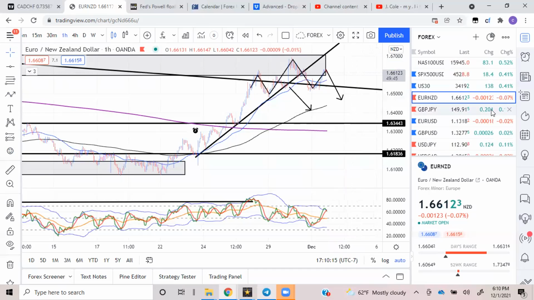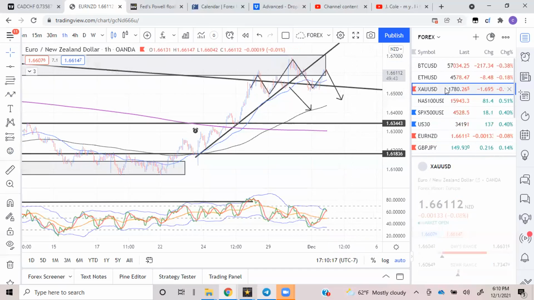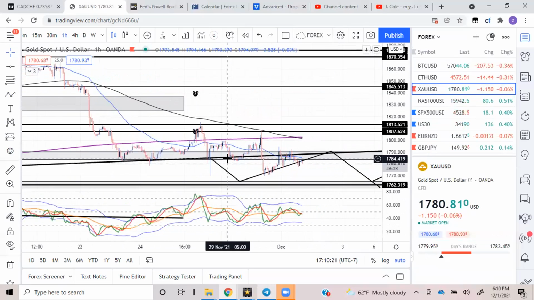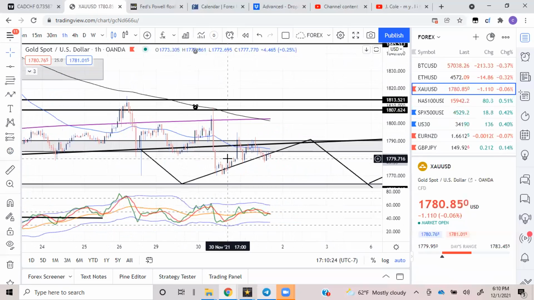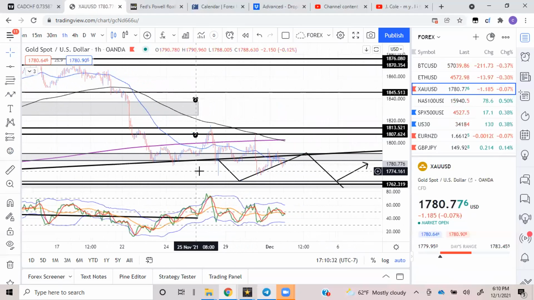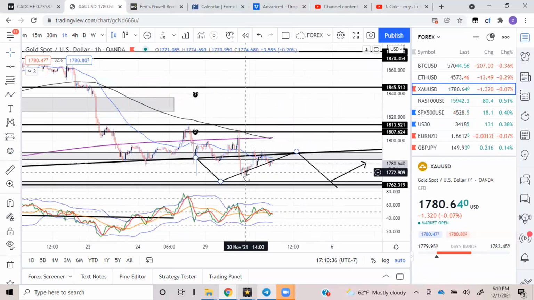And gold was the final one. Gold did what we wanted it to as well. It broke, then we got the retest and it dropped down a little bit. But the main thing was to buy earlier on this week. So, like I said, you guys noticed the pattern.